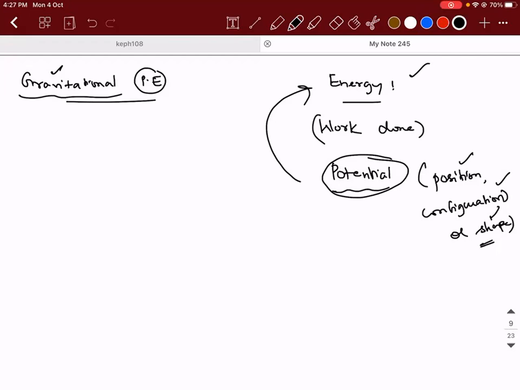Okay. So I understood what is energy. Energy is work done. Potential is due to the position, configuration, or shape. So look at the way I'm trying to define. If there is an object, let's say there is a ball. If that ball is able to have some energy by virtue of position, configuration, or shape, under the influence of which force? Under the influence of gravitational force.